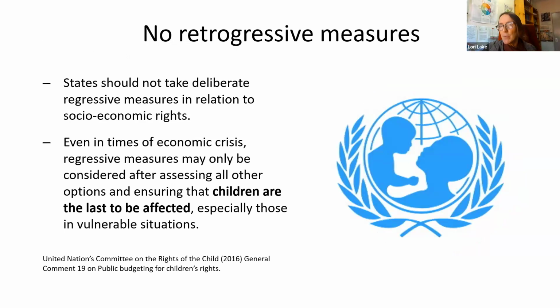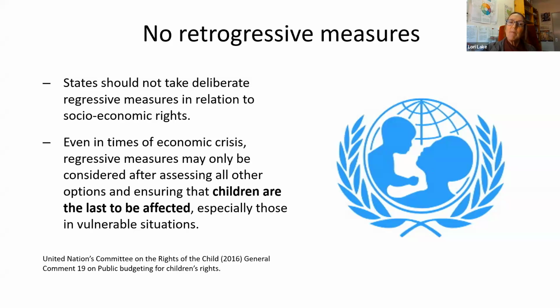It's also important to pay attention to some of the very clear direction that's been issued by the UN Committee on the Rights of the Child. This includes its General Comment 19 on the public budgeting for children's services. And that indicates that states may not or should not take deliberate regressive measures in relation to children's socioeconomic rights.